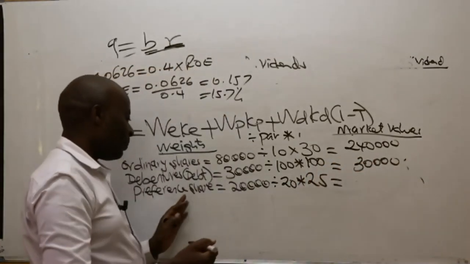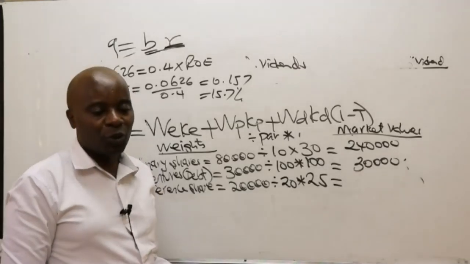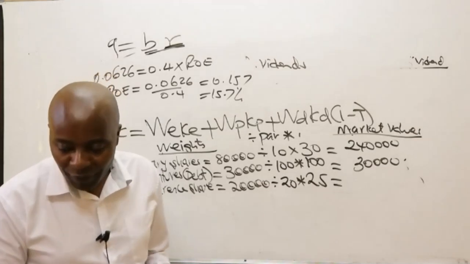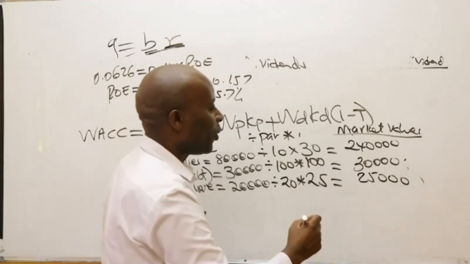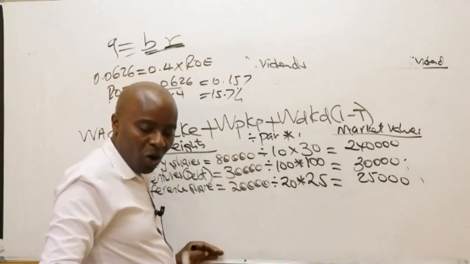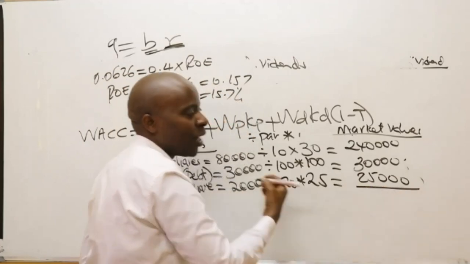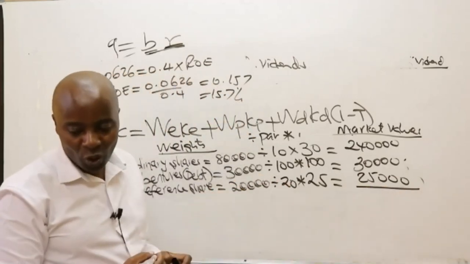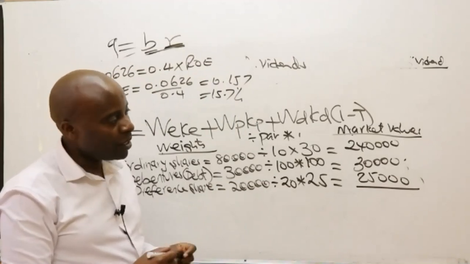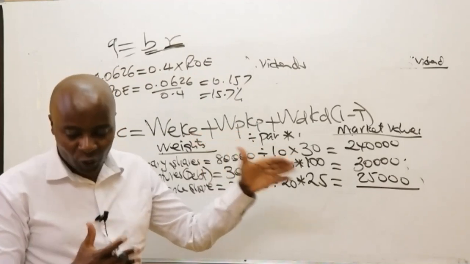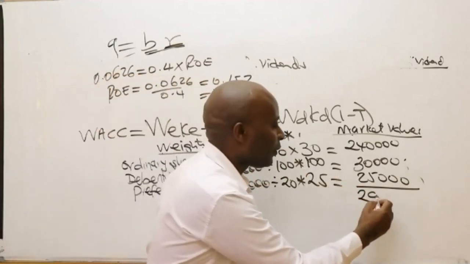Then we have preference shares. 25,000 from Lisa. Thank you very much. Now, Josephine, now we can sing your chorus. Come and give us the total now: the total market value of my securities. According to Okiri, 295,000.